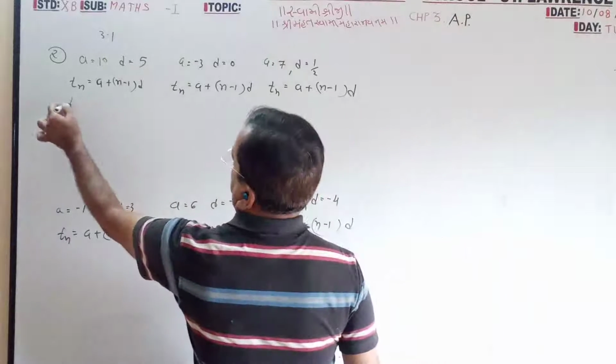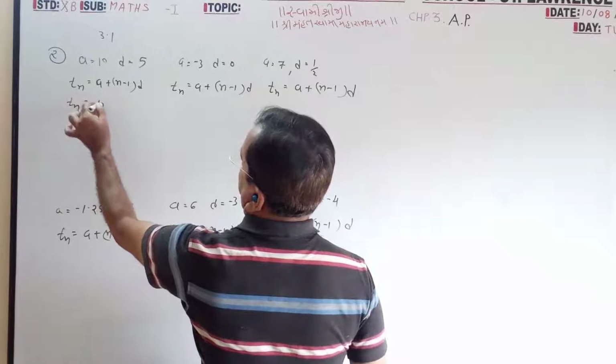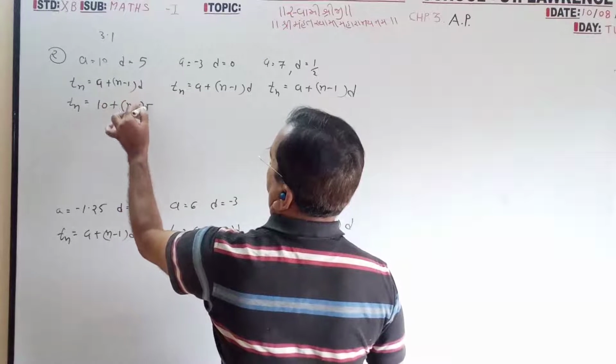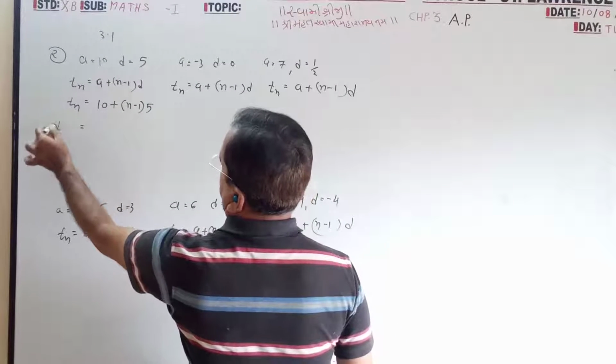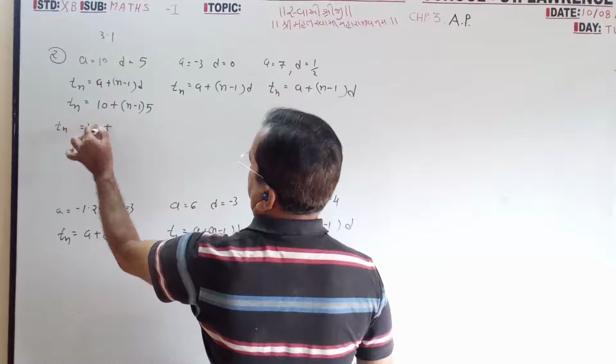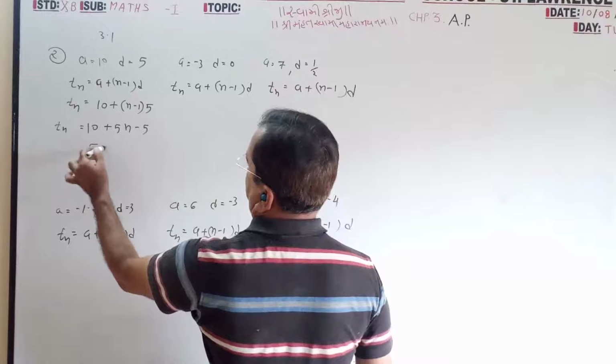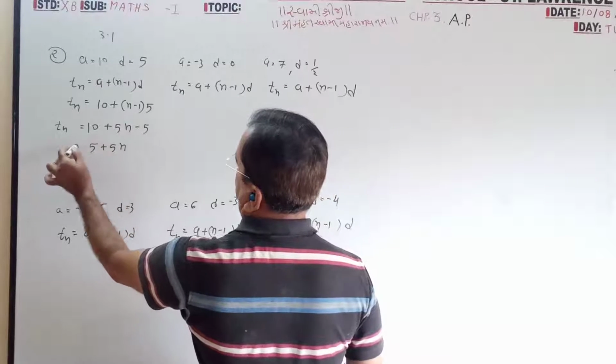So in Tn, A is the first term, n minus 1, D is given 5. So it is 10 plus 5n minus 5. This minus this means 5 plus 5n.